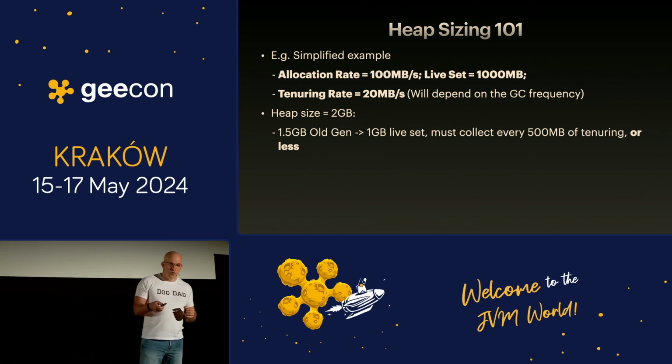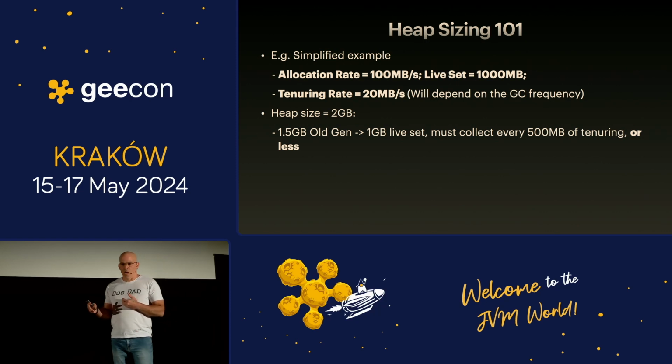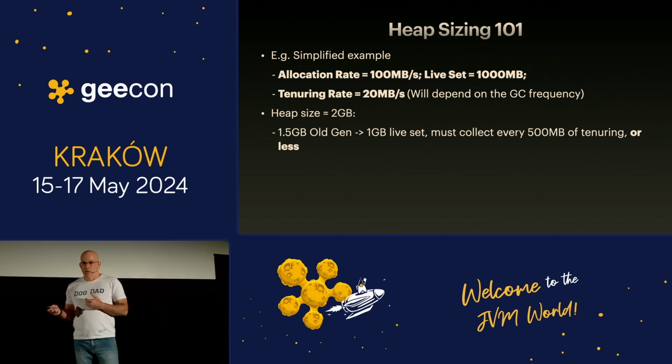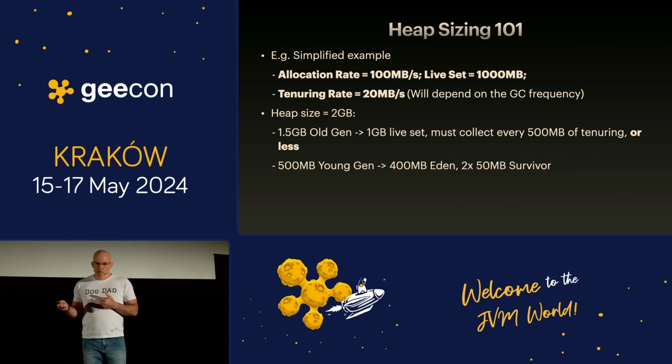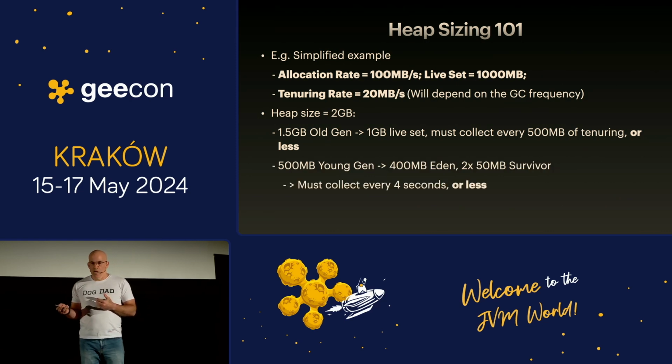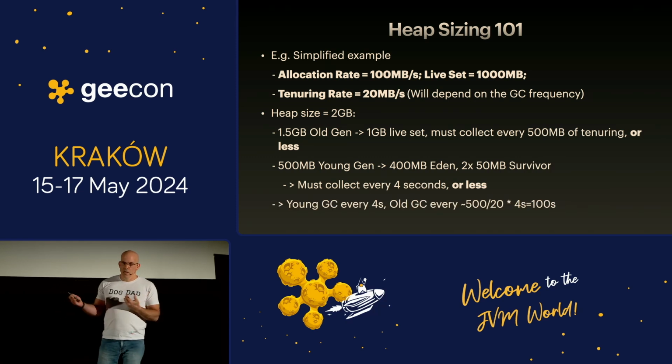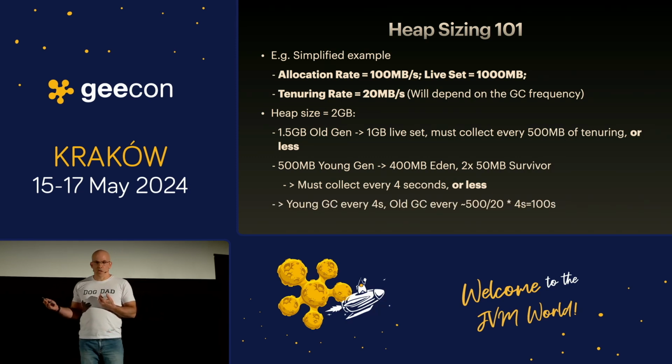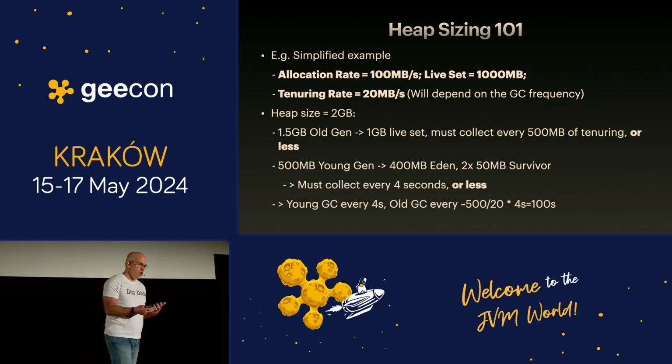If the heap size is 2 gigabytes, we're going to have a certain frequency of collections. Okay. If this is going to end up something like this, the point is, if we keep the allocation rate going, we're going to have a young GC every 4 seconds. Eventually, we're going to have an old GC every 100 seconds because we tenure so much garbage.